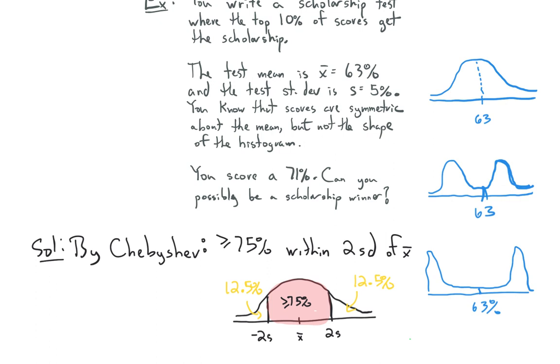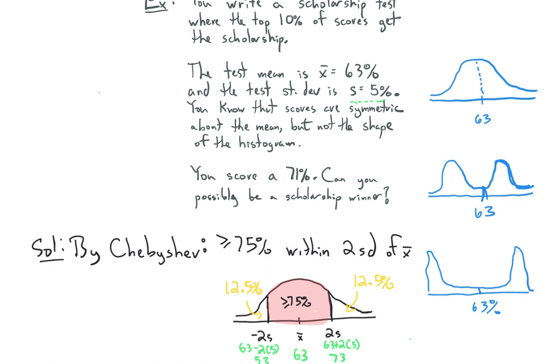Well, what are these values here? So we know that the mean is 63, and we want the mean plus 2 standard deviations here. So this is going to be 63 plus 2 times the standard deviation, which is 5, which is 73. And similarly on this side, 2 standard deviations below the mean, that is 53. So we know that at least 75% of our tests got a score between 53 and 73.